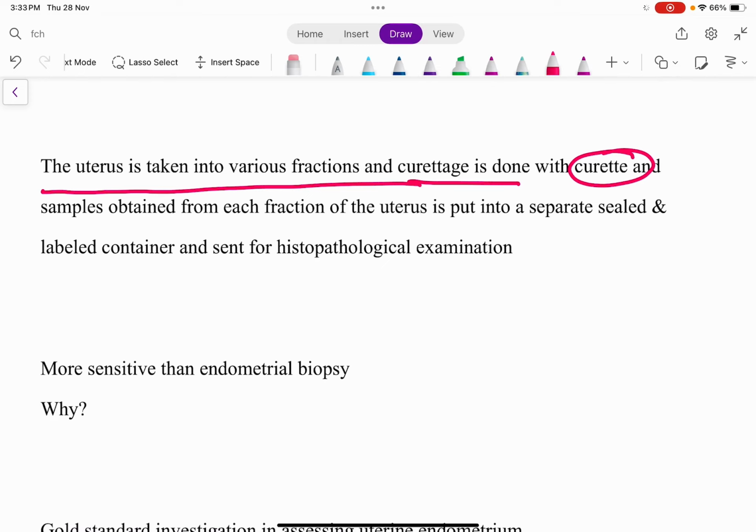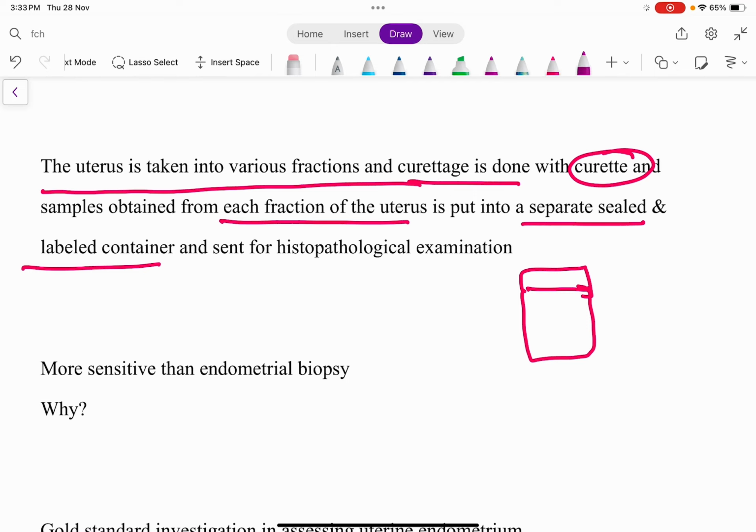Once you scrape the different fractions of the uterus, the sample obtained from each fraction of the uterus is put into a separate sealed and labeled container. Let's say, for example, this is the container, and this container has to be sealed, and it has to be labeled as well. It has been taken from this segment of the uterus. Let's say you have divided the uterus into 4 fractions. The label has to include which fraction of the uterus the sample belongs to. And once you have divided the samples, you have to send them for histopathological examination.